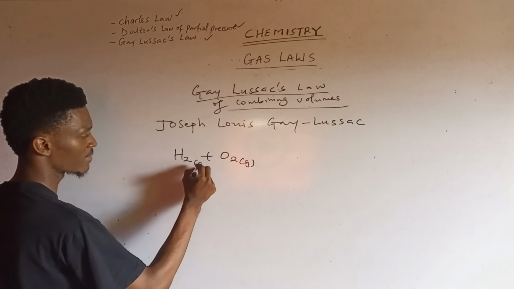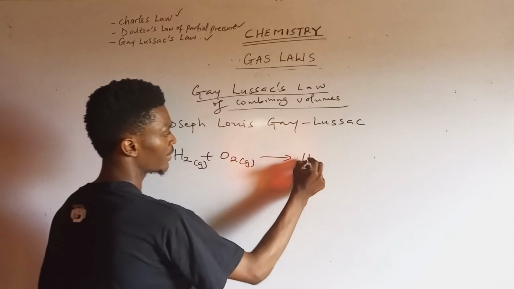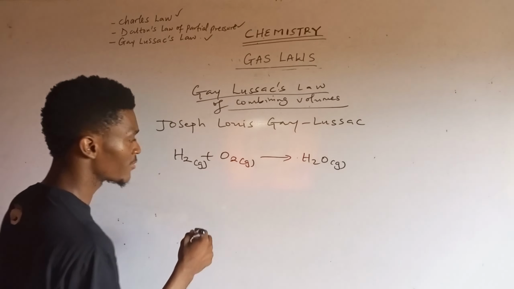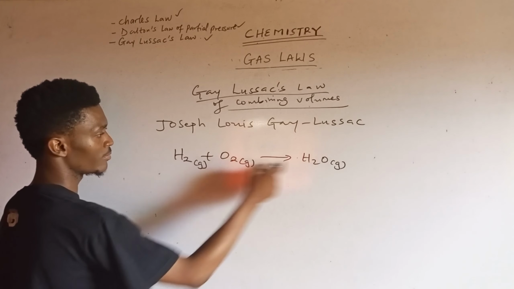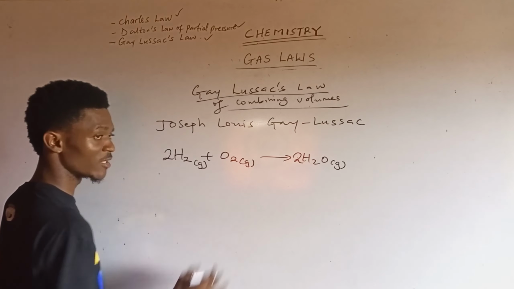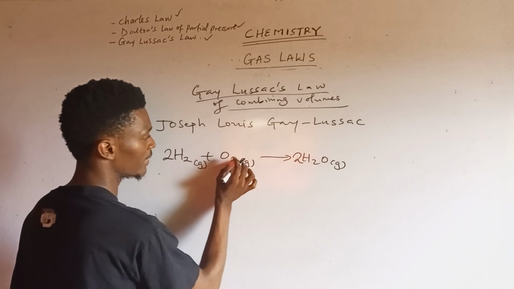So it's just like having hydrogen gas reacting with oxygen gas. Both of them are gases, to produce H2O gas, that's steam. Now, when you balance this reaction, how many hydrogen here? 2, 2. So for you to balance it, here should be 2 and here 2. So everything is balanced. That's 4, 4, then 2, 2.